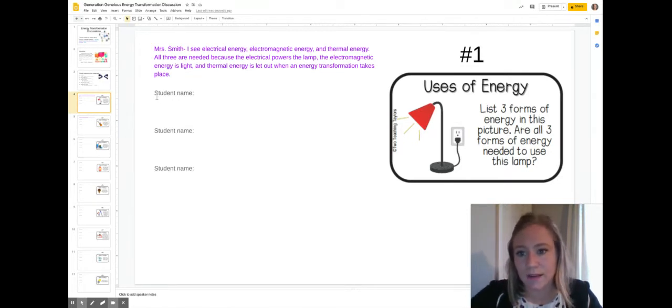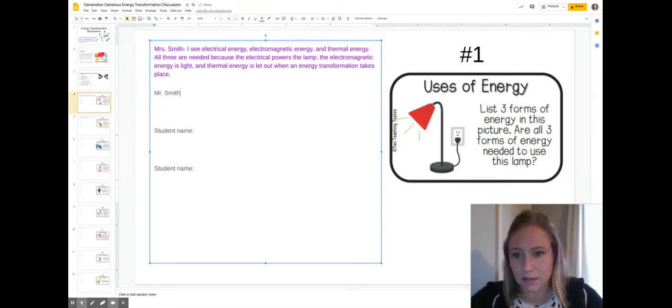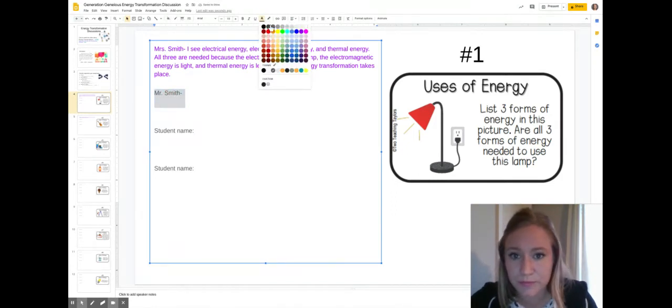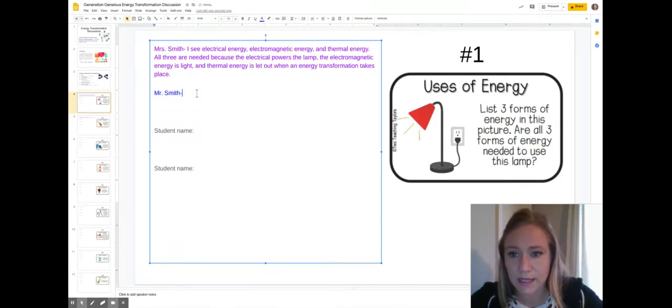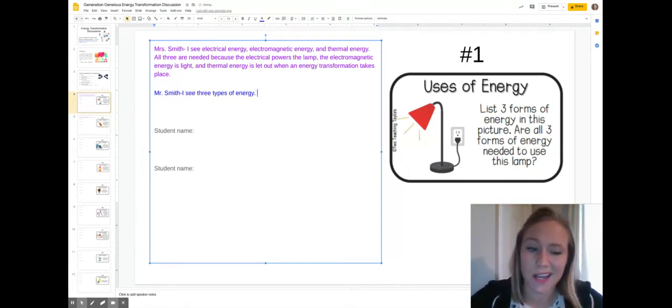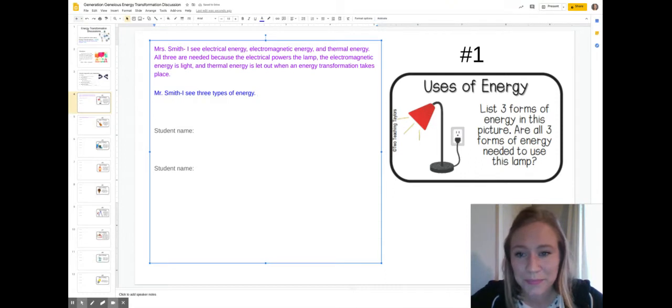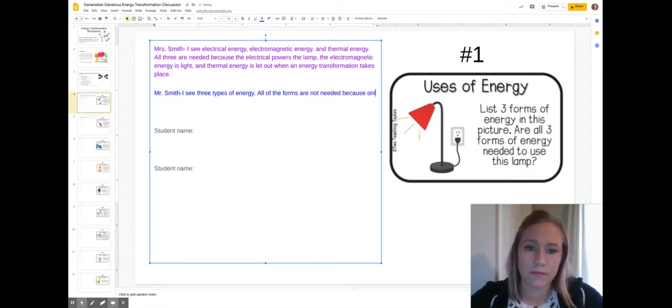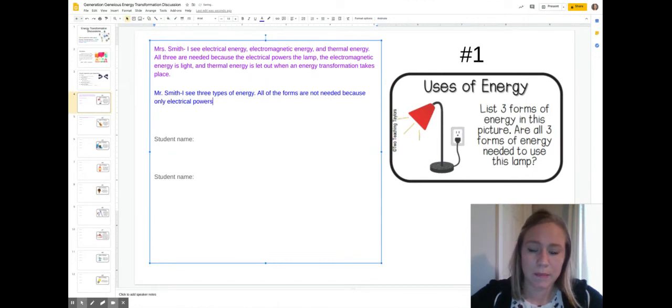So let's say we'll go ahead and put Mr. Smith here, and I know he is going to pick blue. And he says, I see 3 types of energy. He's not going to answer this question very well. But he sees 3 types of energy. All of the forms are not needed because only electrical powers the lamp.